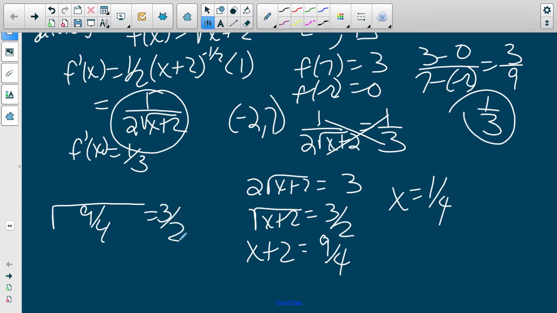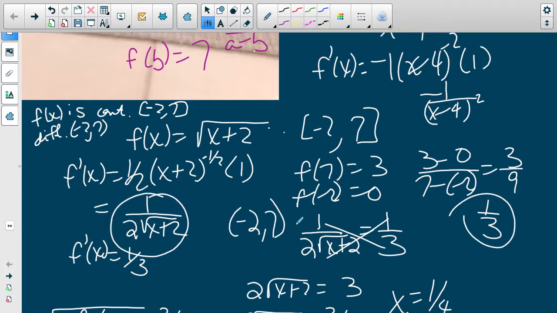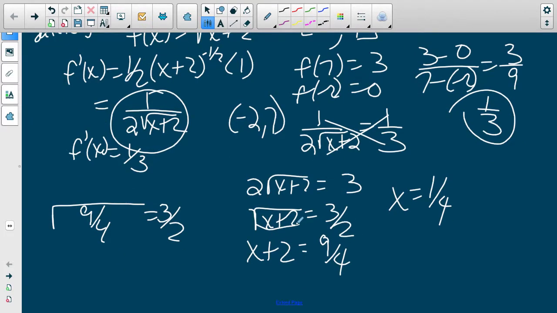Sorry, I moved really fast in here. If I put it into the square root of x plus 2, I'll have 1/4 plus 2. 1/4 plus 8/4 is 9/4. So I kind of felt like I went around in a circle there, but that doesn't always happen.